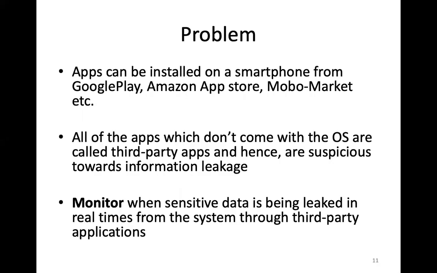Okay, so the problem that this paper solves is that applications can be installed on your smartphone from various kinds of application stores. Google Play, of course, is the official channel, but there are also a lot of other application markets on which you can get your mobile applications. So if you go through the Google App Store, of course, your app gets installed on your Android phone. If you don't go through the Google App Store, it will ask you for permission to install the application from a third-party marketplace. Okay.